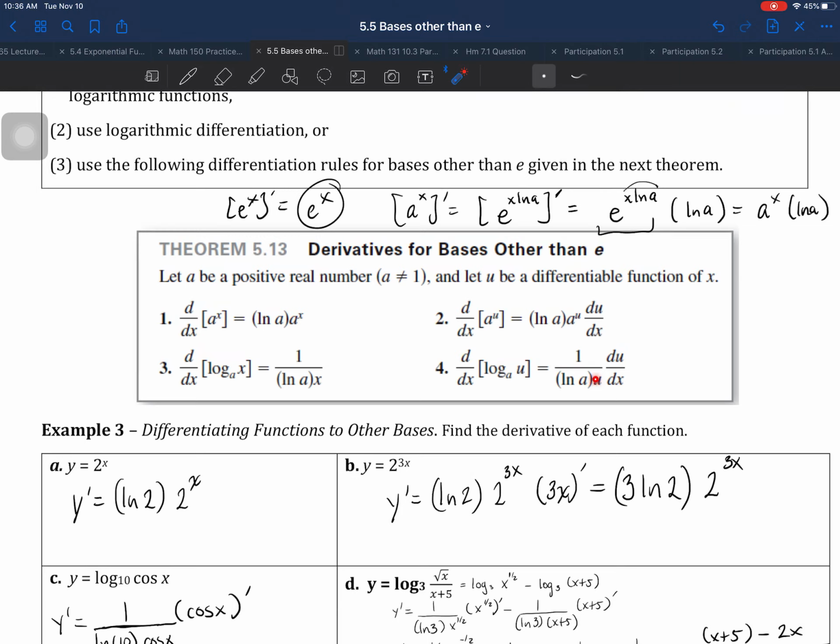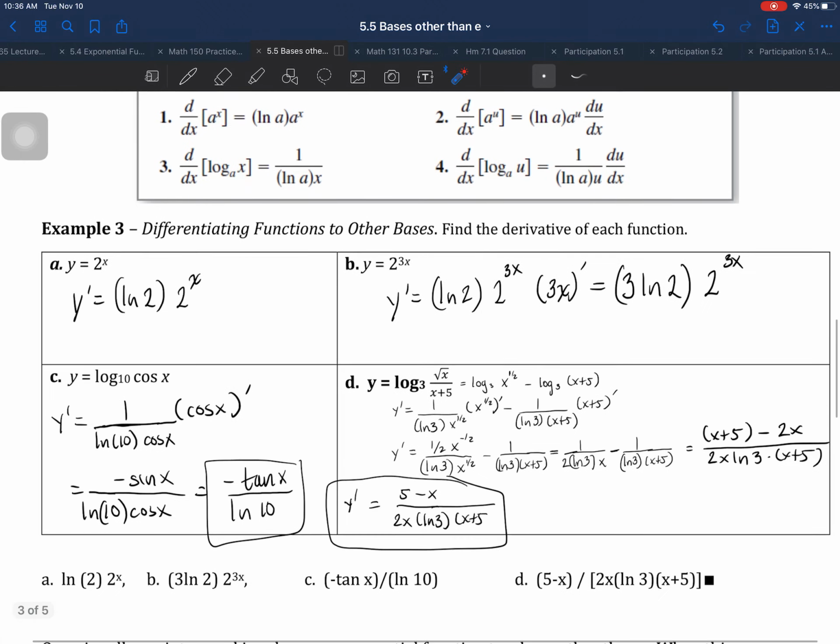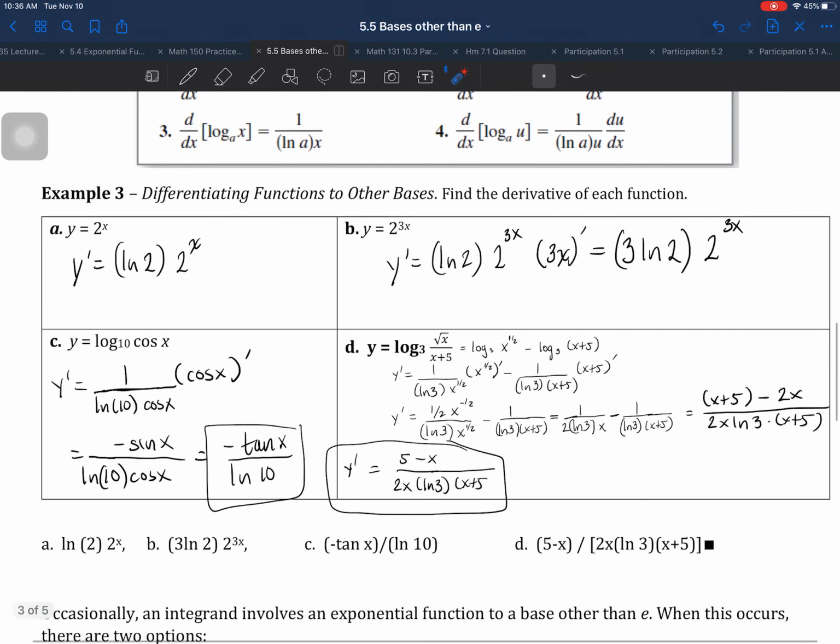And over here is the same idea. It will be 1 over u multiplied by natural log of a, but don't forget to multiply the whole thing by the derivative of the inside. All right, so example 3 will give us a chance to practice this. So the derivative of 2 to the x will be 2 to the x times natural log of 2. All right. What about this one?